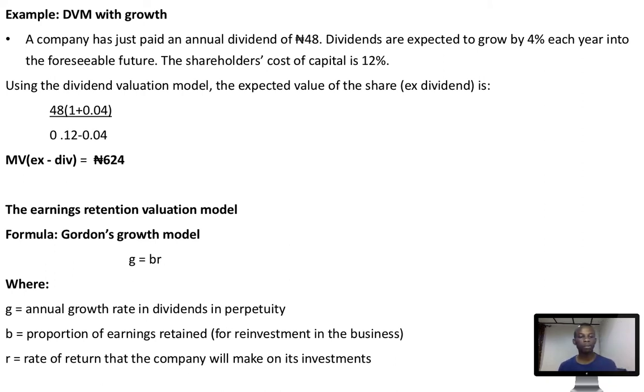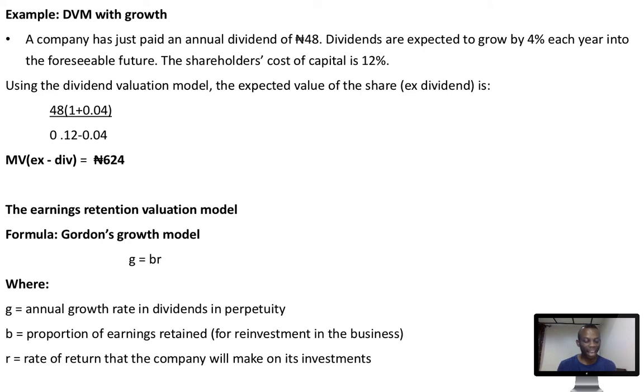This growth rate is known as Gordon's growth rate. It's Gordon's growth model. And I explained that in Gordon's growth model, the growth rate is equal to what? Retention ratio multiplied by the rate of return on every investment. So b is what? Retention ratio. And how can we get retention ratio? Retention ratio is from earnings.